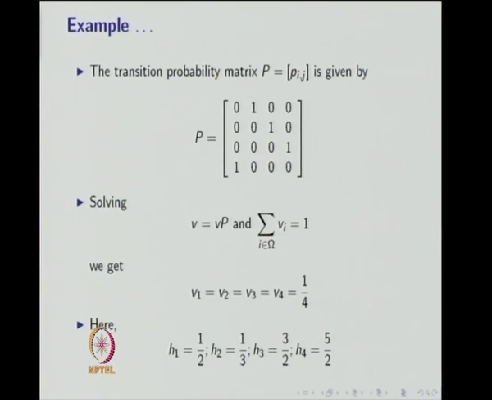So, you know the transition probability matrix as well as the sojourn time distributions. So, using the transition probability matrix, by solving you can get the steady state probability vector of the embedded Markov chain.